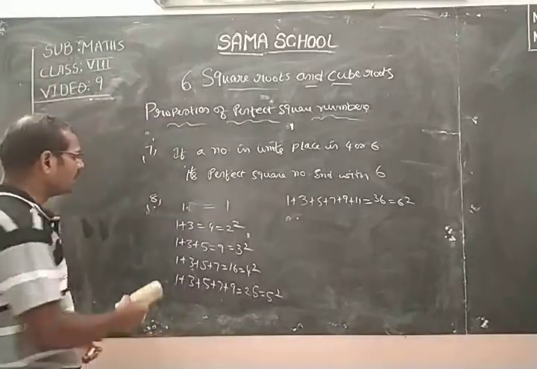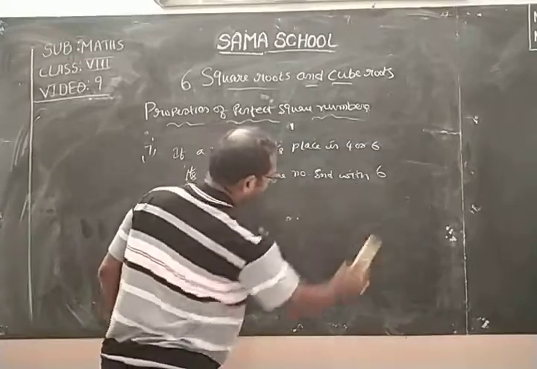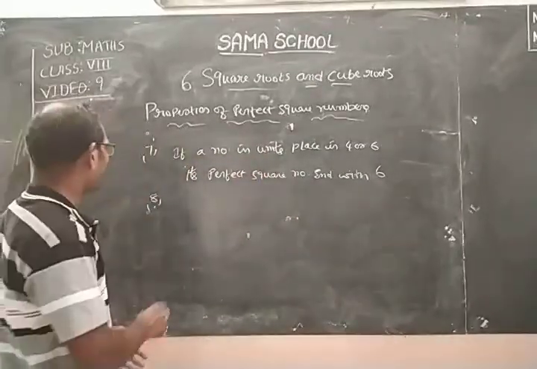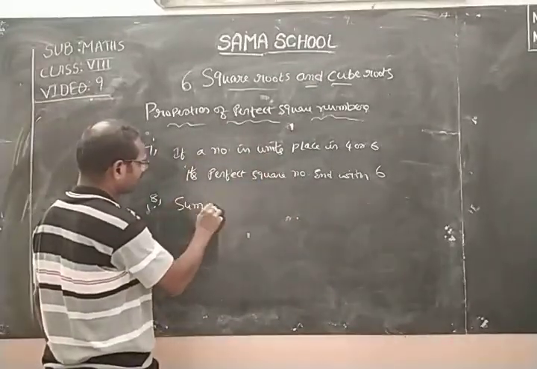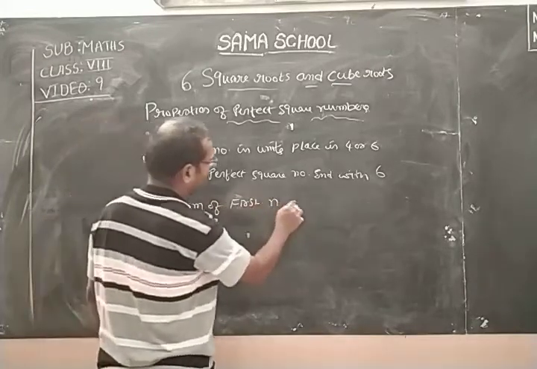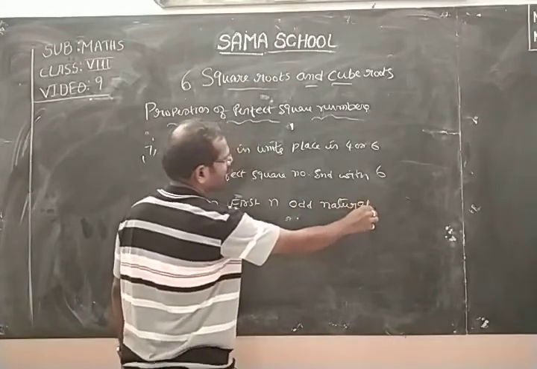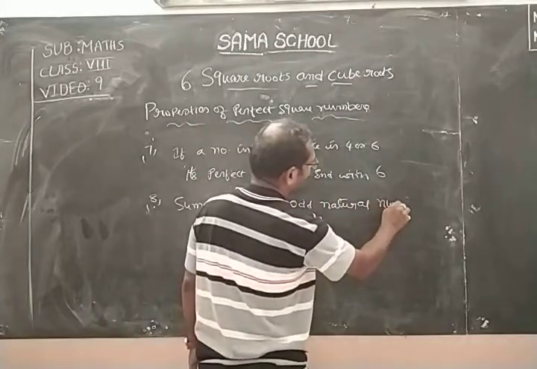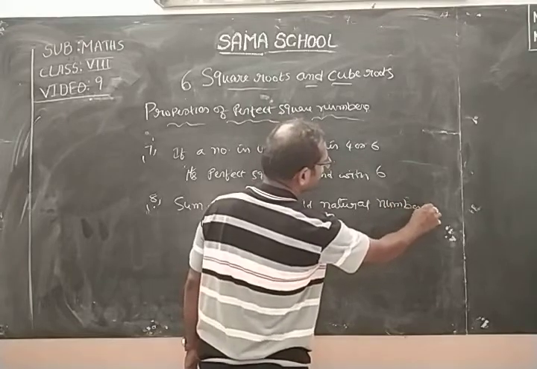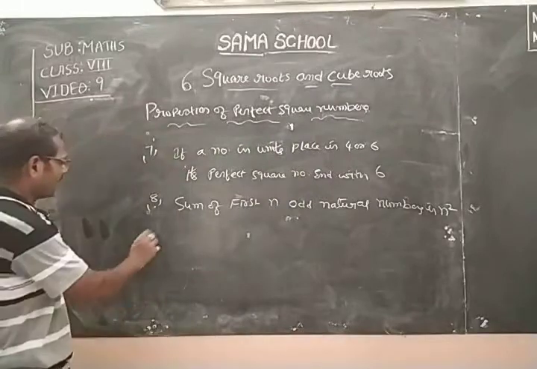The sum of the first n odd natural numbers is n square. Now, next point.